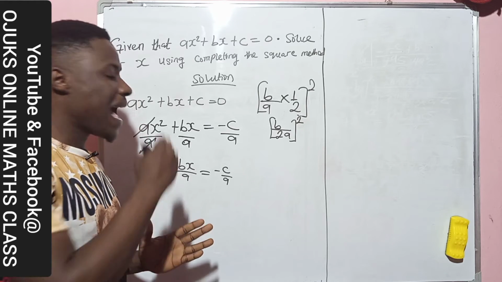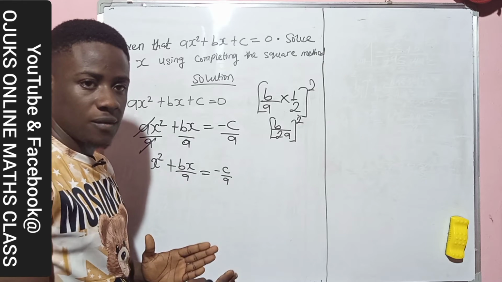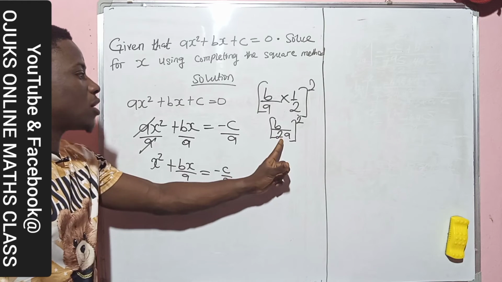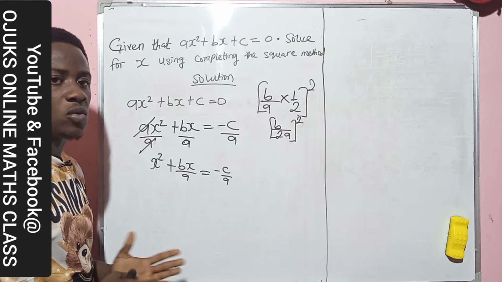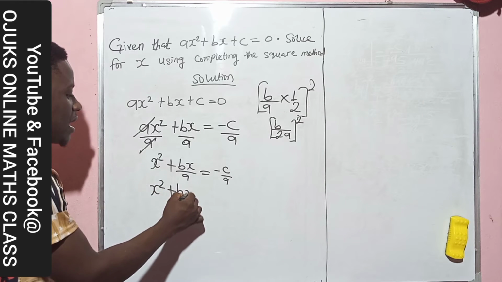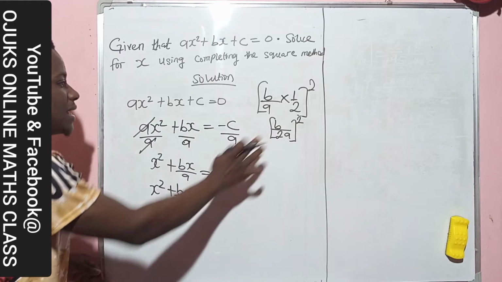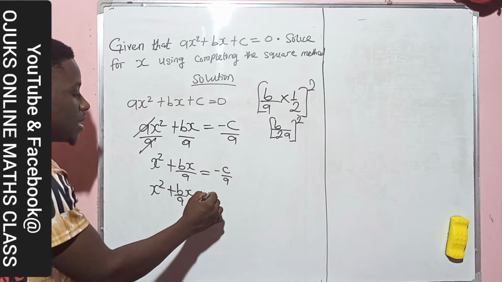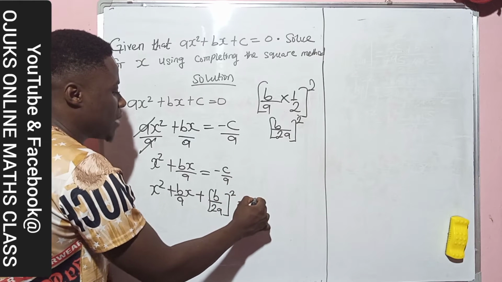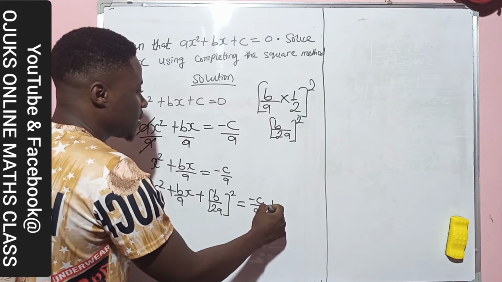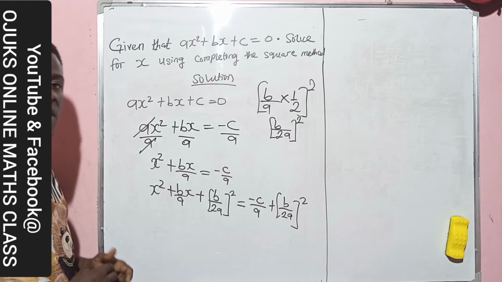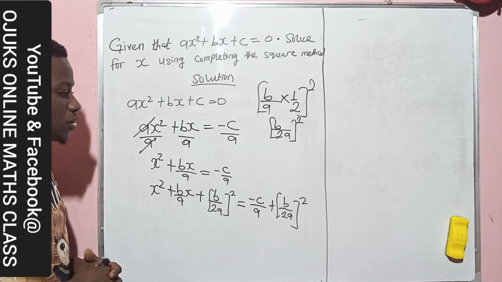The next step is what? Add the result to both sides of the equation. Automatically we have the left hand side of the equation and as well the right hand side of the equation. So we are going to add this to both sides of the equation, then we'll solve. When we do that, we have x squared plus b over a x, plus b over 2a all squared, equals minus c over a plus b over 2a all squared. We have added the result to both sides of the equation.